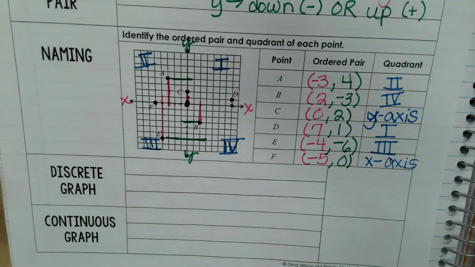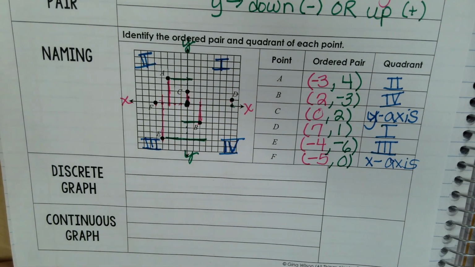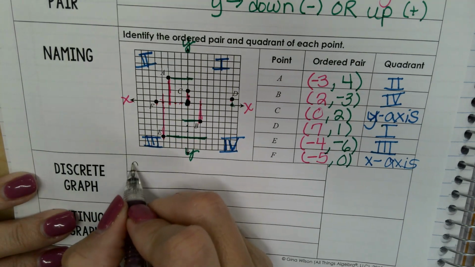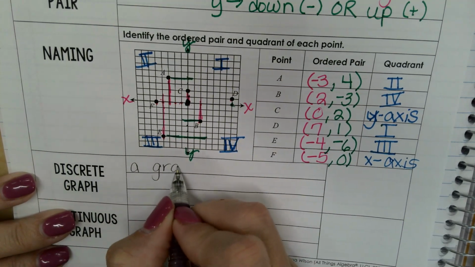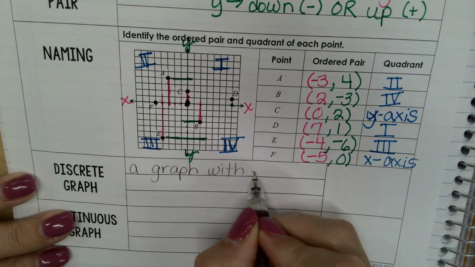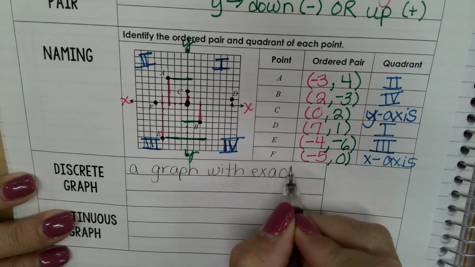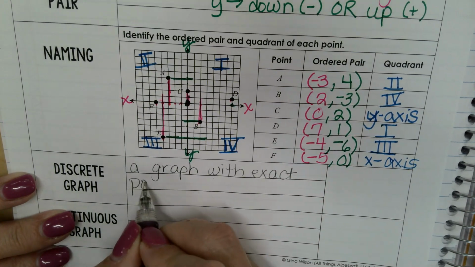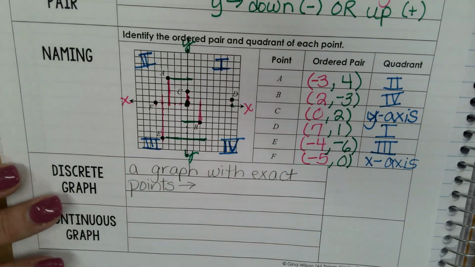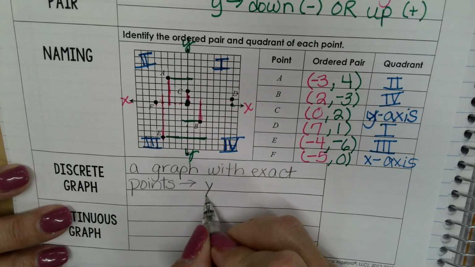What's new is these two terms right here. So the first word that we're going to talk about is discrete graph. A discrete graph is a graph with exact points. Okay, and here's Ms. Rush's definition. You can count them.